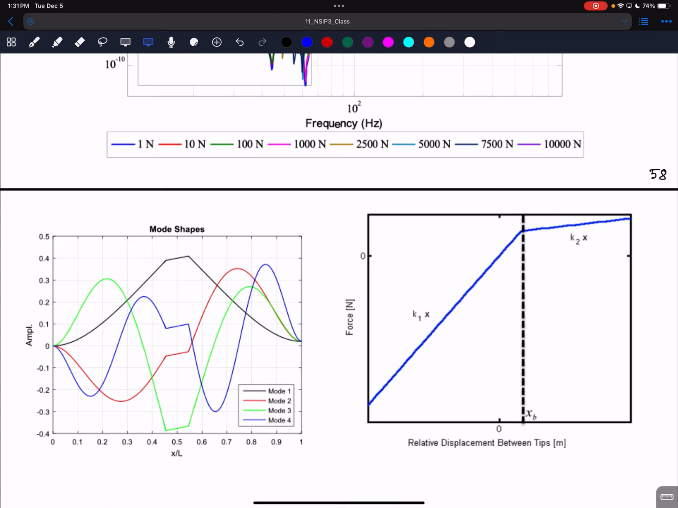Based on the observations of that frequency content, we proposed that the model should be some type of one-sided softening nonlinearity, where once the relative displacement between the two beam tips reaches a positive value of xb, then the stiffness suddenly decreases. That was the idea.